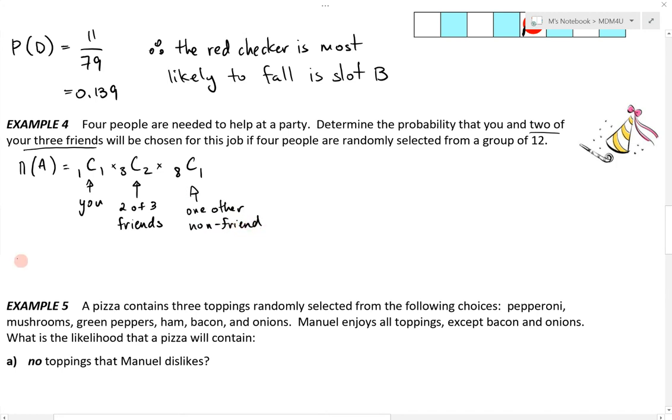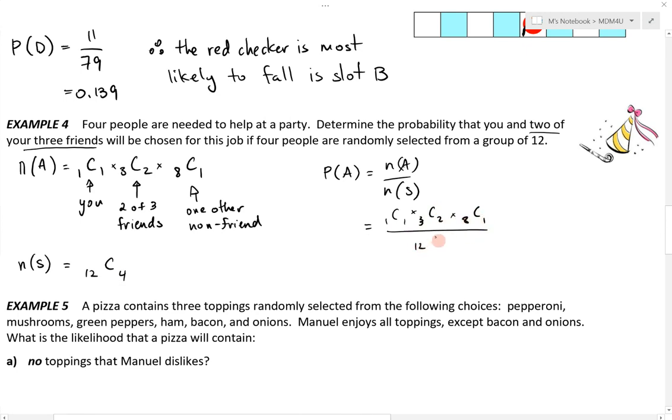Okay, and the total number of outcomes is simply, if you have 12 to choose from, you're going to choose 4 to make that group. So my probability is going to be, just write that formula here, 1 choose 1 times 3 choose 2 times 8 choose 1 divided by 12 choose 4. If I take a calculator and multiply this entire top line, I would have 24. And 12 choose 4 is 495. And dividing 24 by 495 gives me 0.0485.